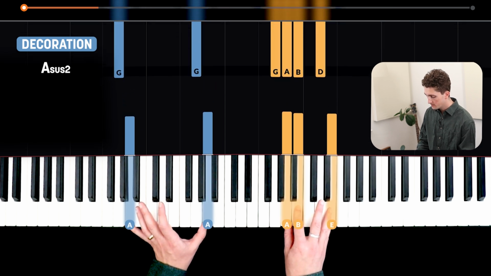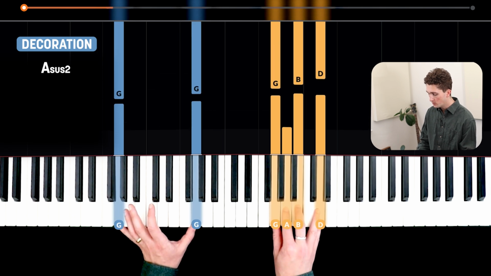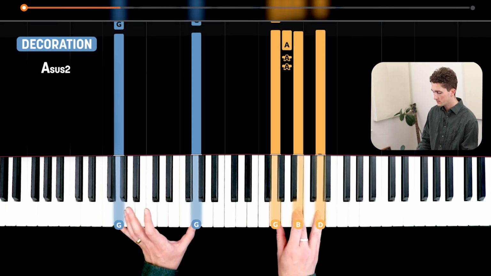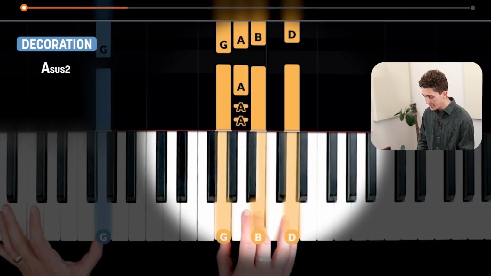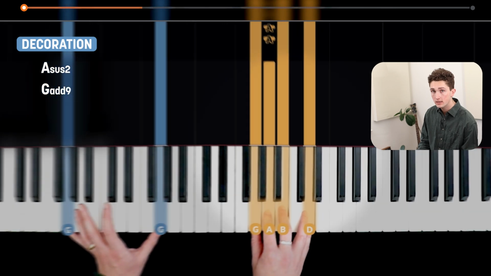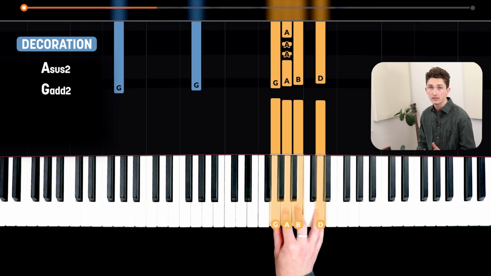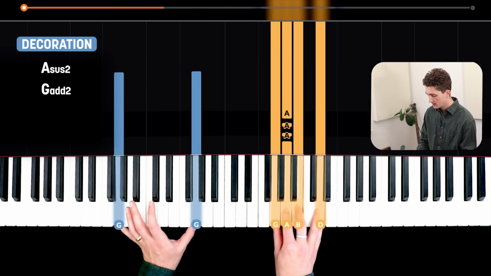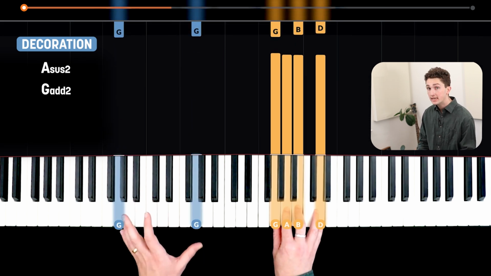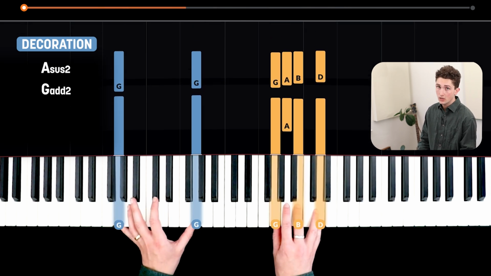For the G chord, I'm going to go with this, which is a normal G chord, just like we had before, but we've added the note A to it. So you could call that either G add 9 or G add 2, because this A note is both the 2nd and 9th degree of the scale. But you don't even need to really know it's called that. You could just think of it as G with the note A in it.